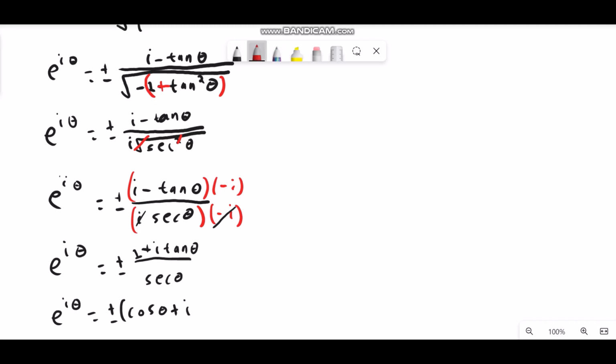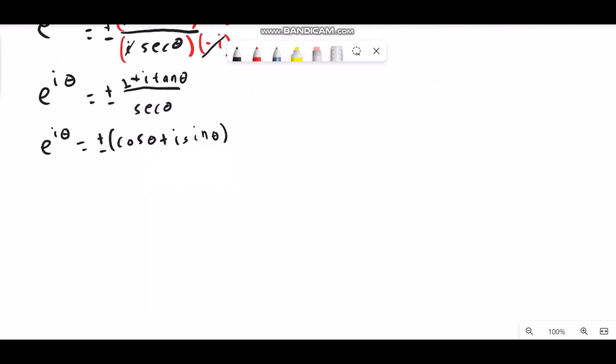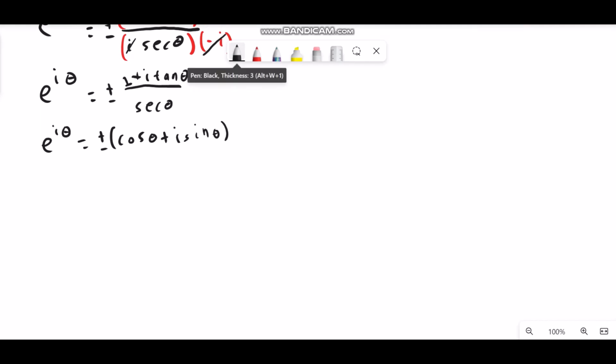All right, now we have tangent theta over secant theta. Tangent is sine over cosine. Secant is 1 over cosine, but because it's already on the bottom, dividing by secant, again, you're just multiplying by cosine. And I should put down these thetas here. These will cancel out, and we see that tangent theta over secant theta is the same as sine theta. All right, and now we're pretty much done. We have e to the i theta equals plus or minus cosine theta plus i sine theta.